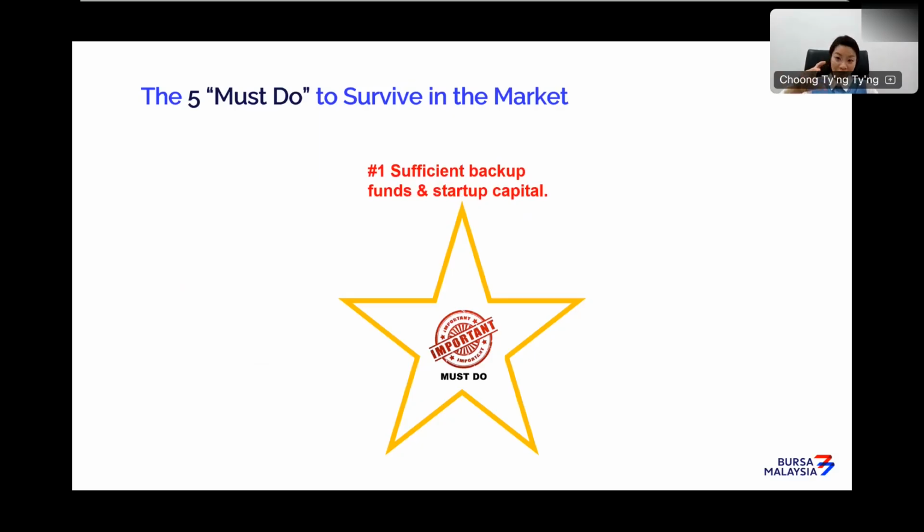Then you need to have sufficient startup capital based on the returns that you are targeting. So let's say 50,000, 100,000 or 200,000. The second, you need to have good work ethics.